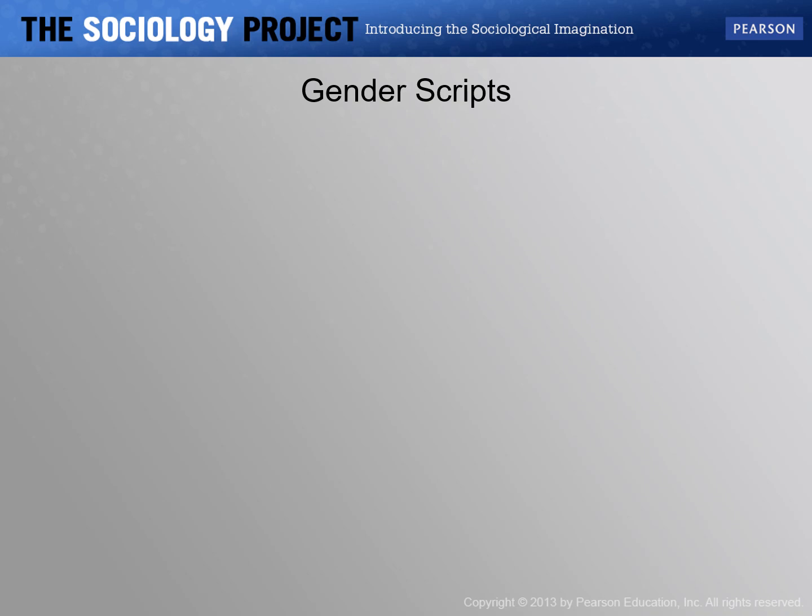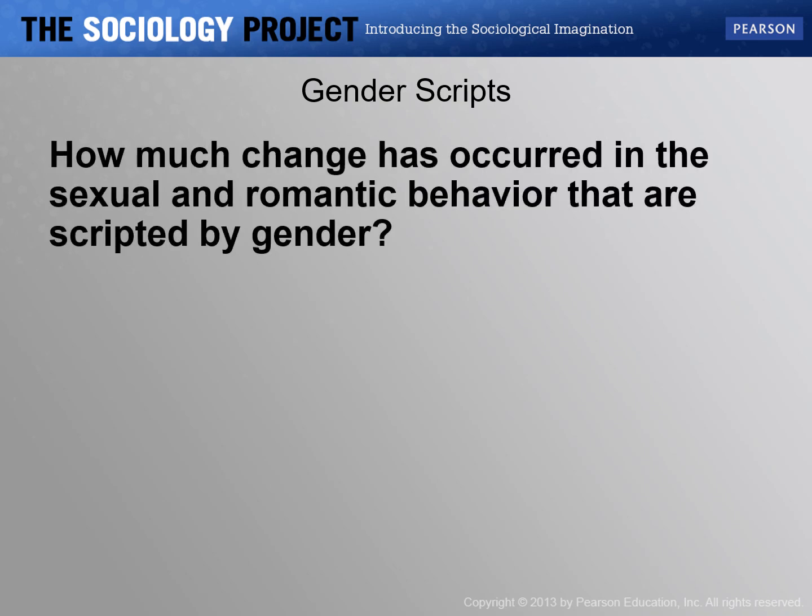And of course, there's a whole issue of gender scripts. So how much change has occurred in the sexual and romantic behavior that is scripted by gender? Well, lots. If we went back 100 years ago, women would never ask a man out, but nowadays that's not uncommon. Imagine if you're a man today asking your intended person's father if you can go out or even go for a walk and talk with them. It just doesn't happen nowadays. The gender scripts do change.